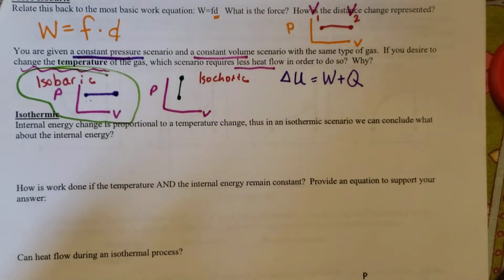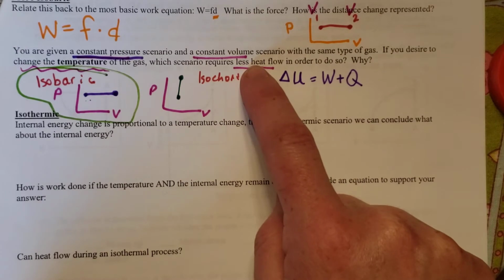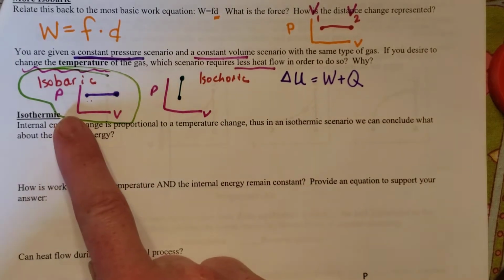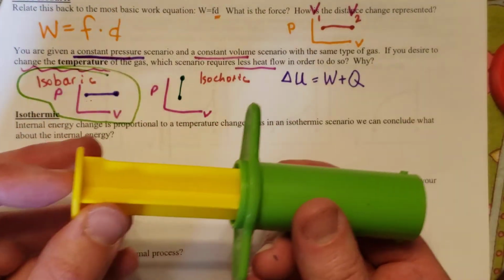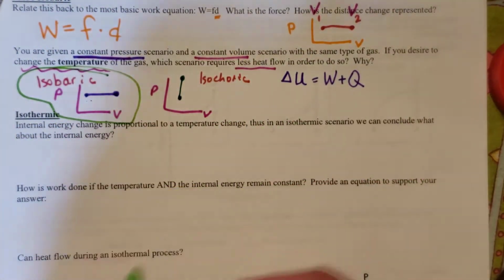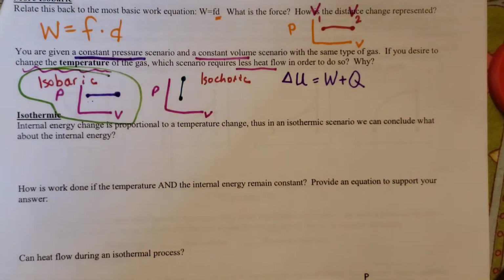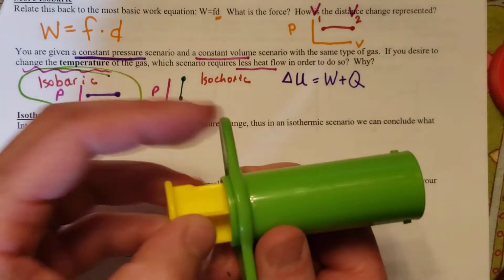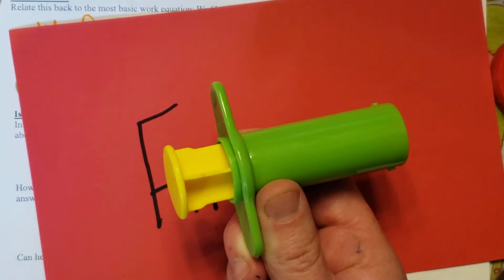Why? Listen up. If you don't know the why yet, listen up right now. Why does isobaric require less heat? Because some of the internal energy change happens thanks to work, thanks to changing the volume. Isochoric takes more heat because the volume is fixed in place the whole time. So all I have is heat to add into the system.